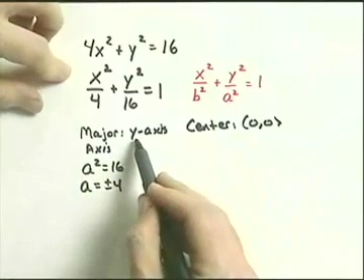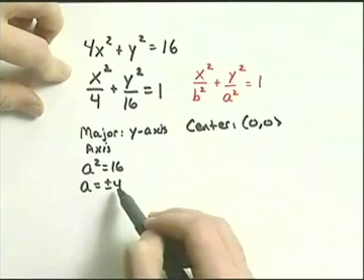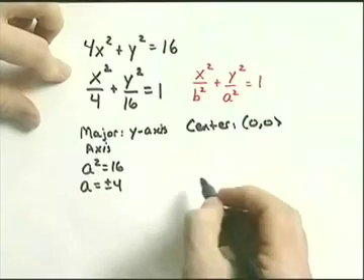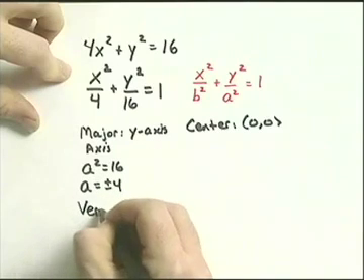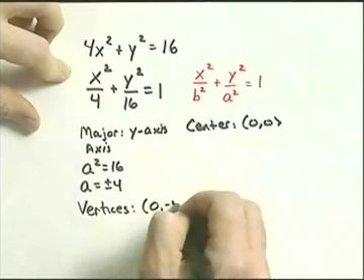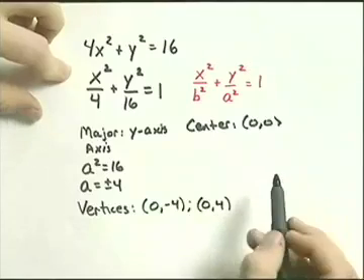Because my major axis is the y-axis, my vertices are going to be a equals 4 units above and below the center. So my vertices are at 0, negative 4 and 0, 4.